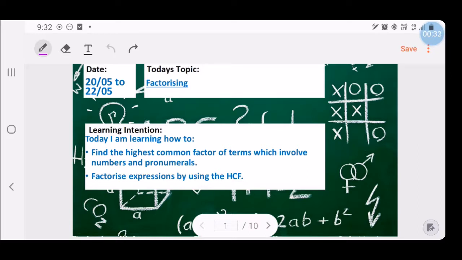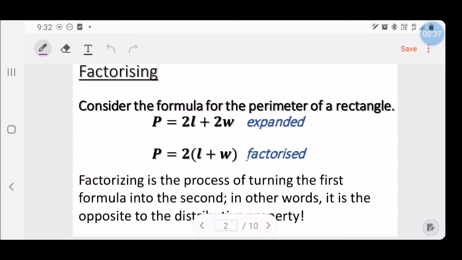But none of this is making any sense to you, I'm sure, so let me explain what we're really doing. Factorising is the opposite of expanding brackets. In other words, it's the opposite of using the distributive property, which is what you learnt about last lesson.